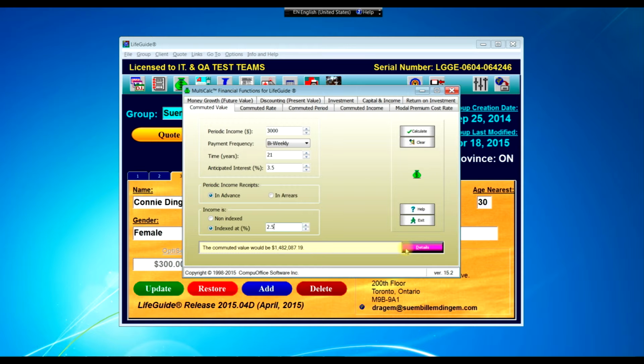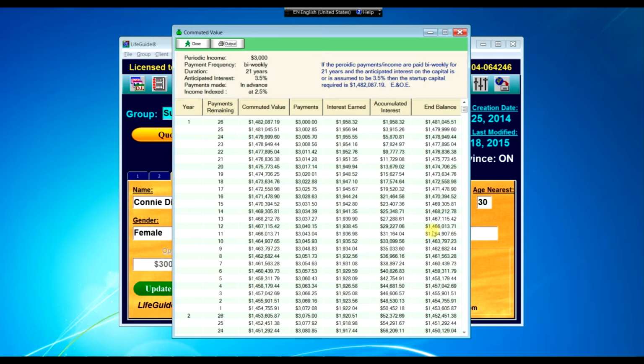And LifeGuide provides the details payment by payment, not just year by year, but payment by payment. So let's take a look. We'll click on details. And here we go for year 1. And there are 26 payments, because there are 52 weeks in a year, so every 2 weeks. And this is year 1, starting with 26th payment, 25th payment, 24th payment, and so forth.